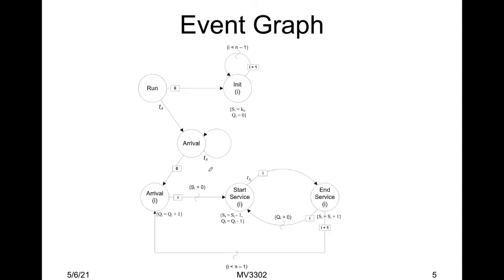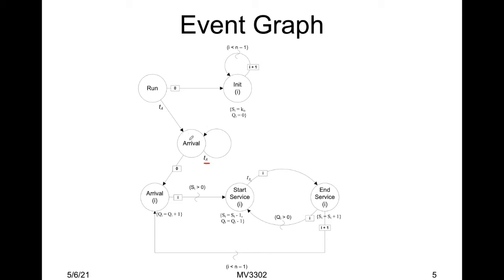Okay, so here's the event graph, and this is also in the reading. A couple things here. Let's skip over this top part and just look at this. So here are our arrivals. This should be a very familiar structure. Run is going to schedule the first arrival at time t sub a. It's going to schedule each successive arrival with a delay.